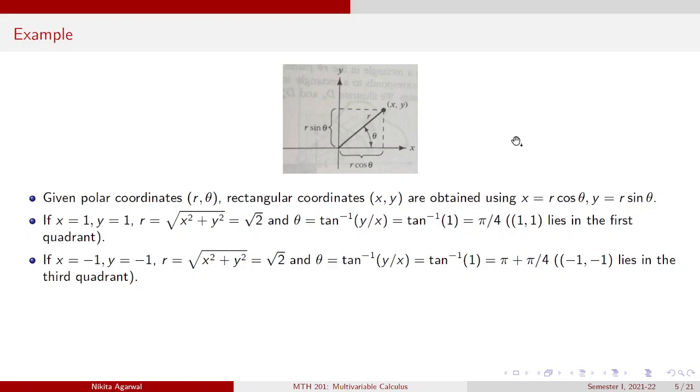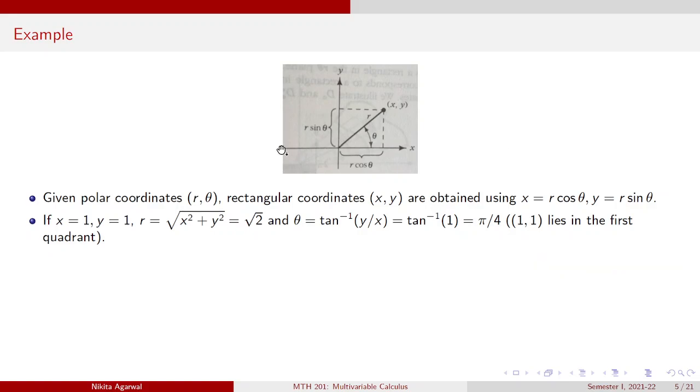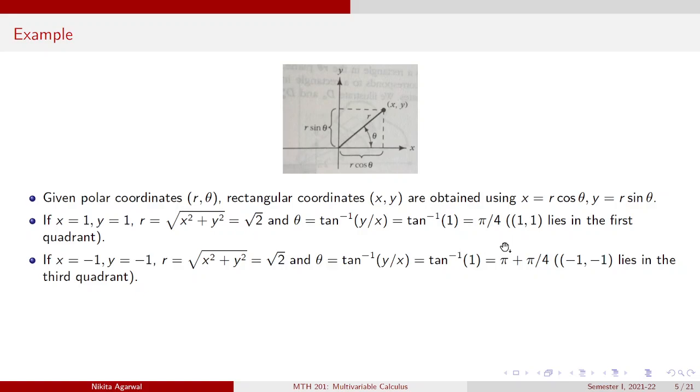Okay. So let us look at this first example. Suppose x is 1 and y is 1. Then r is square root of x square plus y square, right? Which is square root 2. And theta is tan inverse of y by x, which comes out to be tan inverse 1. Now in 0 to 2 pi, there are 2 points where this value is obtained. But we will take pi by 4 because your point is in the first quadrant, right? So this angle can't be more than pi by 2. Therefore, we have chosen it to be pi by 4.